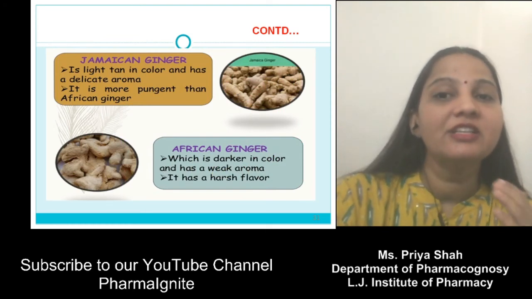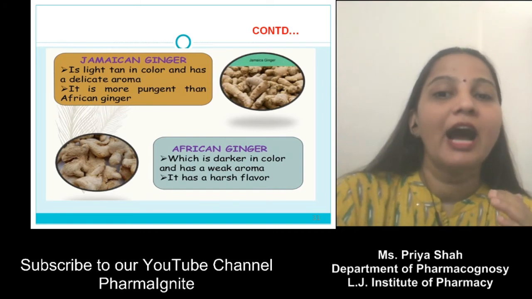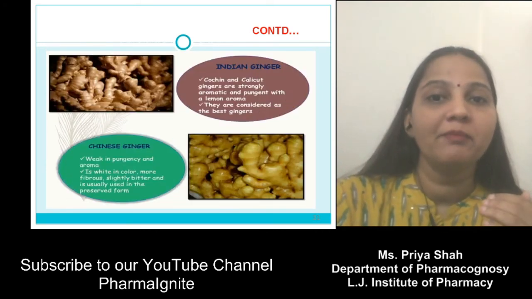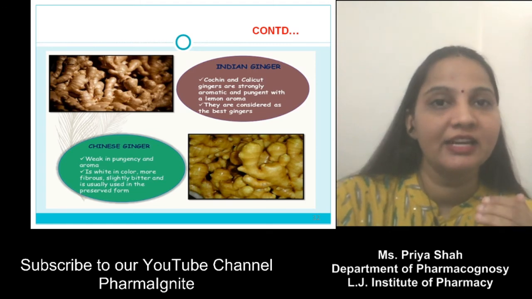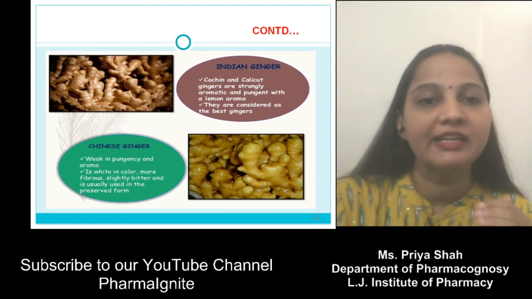Now, Jamaican ginger is the original ginger, more pungent than African ginger. African ginger has a harsh flavor. Indian ginger is cultivated in India and is considered a best ginger. So two gingers can be considered the best ginger. First is Jamaican ginger and second one is Indian ginger.